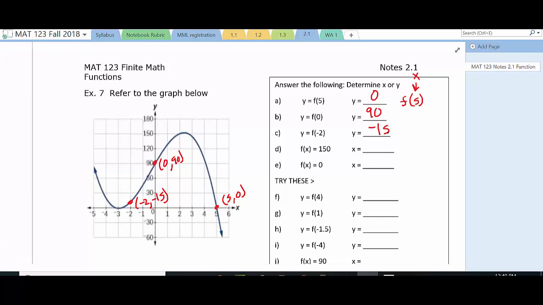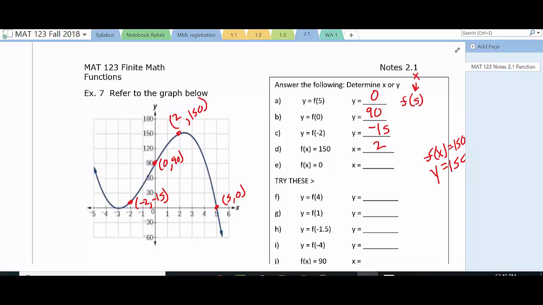Now, this is asking the question backwards. On this one, it's saying f of x is 150. So if f of x is 150, what that really means is y is 150. So you've got to give me the x value. What we're going to do is work backwards on them. If y is 150, which is right there, what is x? 2. Right, so you're just asking that backwards. It's saying, okay, here's where y is 150. Your job is to find x, so it's 2. That's what that means, okay?